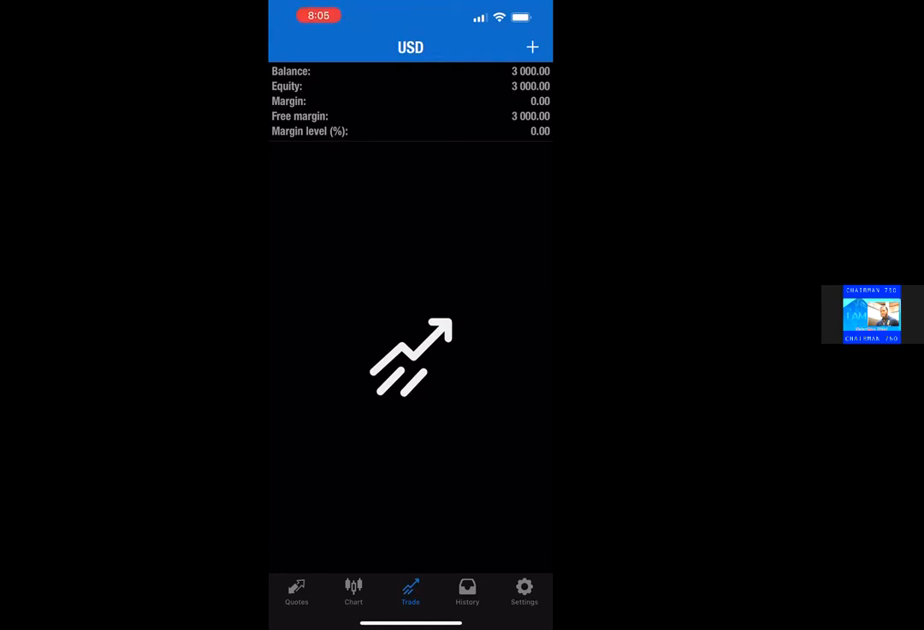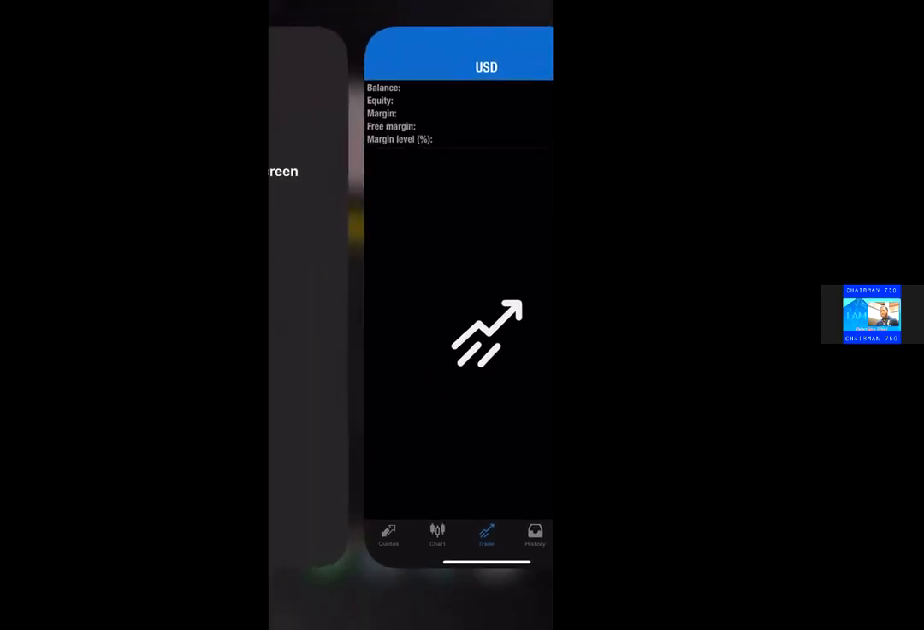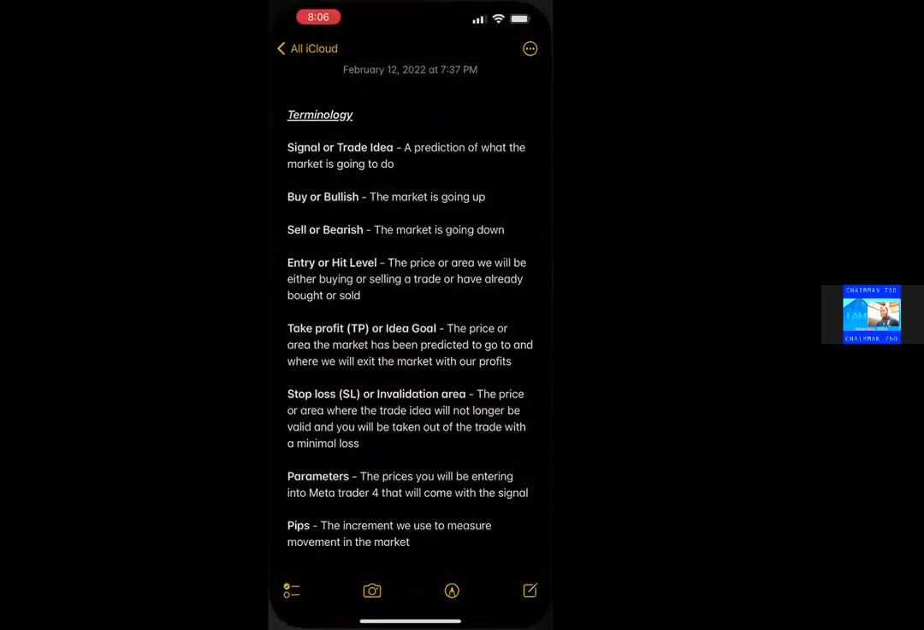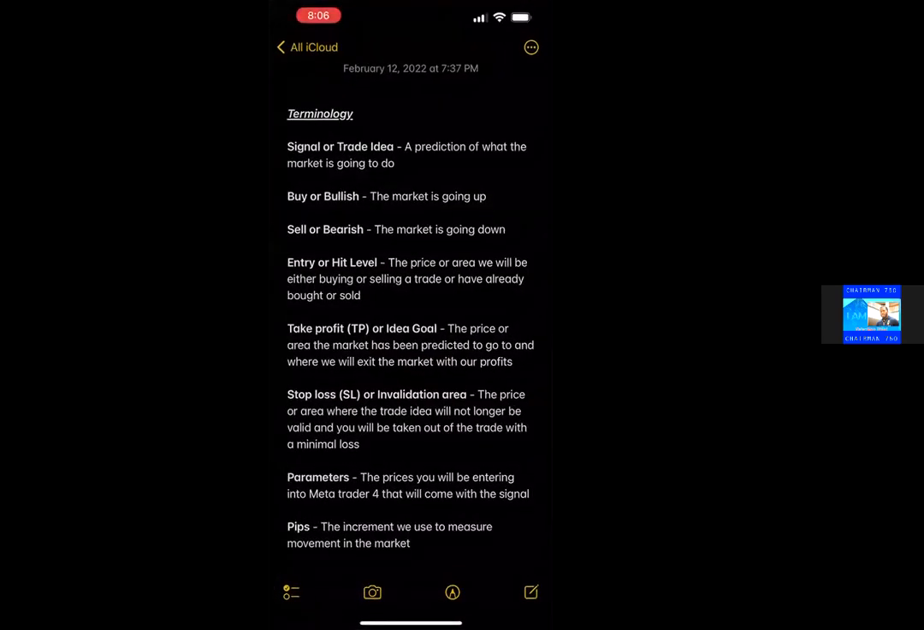And the last thing is the free margin. The free margin is how much you have available in your account to actually risk. And that's actually very, very important. And we're going to get into that a little bit later when we talk about the risk management aspect of this training. All right. So the next thing I want to go over is some basic terminology. All right. And this is going to be things that you're going to encounter inside of your experience here. So terminology.